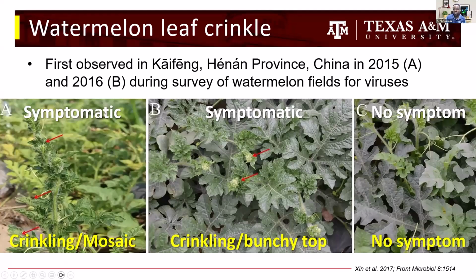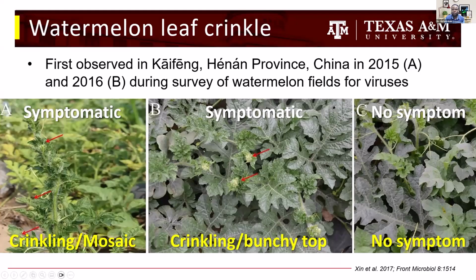So a group of scientists were conducting field surveys for cucurbit viruses in Henan province, China, in 2015 and 2016. During their 2016 survey, they encountered some watermelon plants, in panel A, showing crinkling and mosaic symptoms. They also observed another set of watermelon plants showing a crinkling of the developing leaves. Compared to healthy looking plants, those plants have a bunched up appearance, and the leaves were not fully expanded.